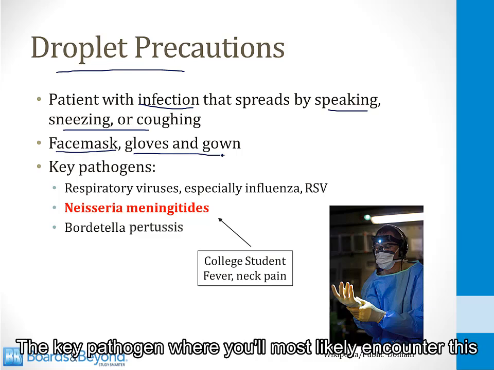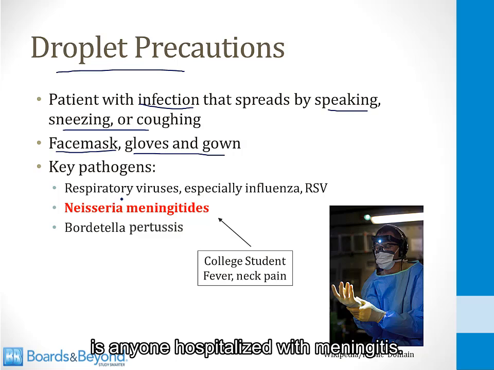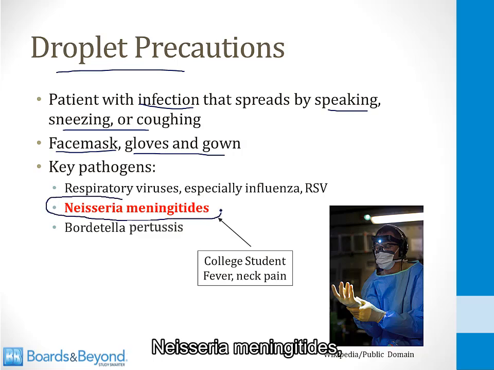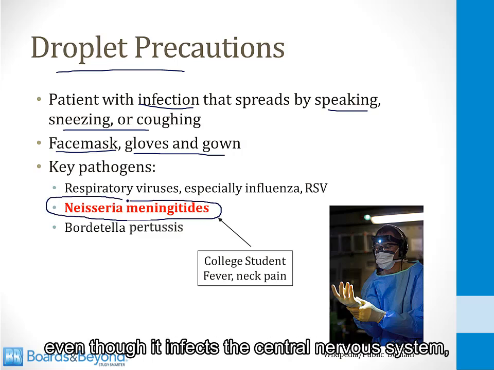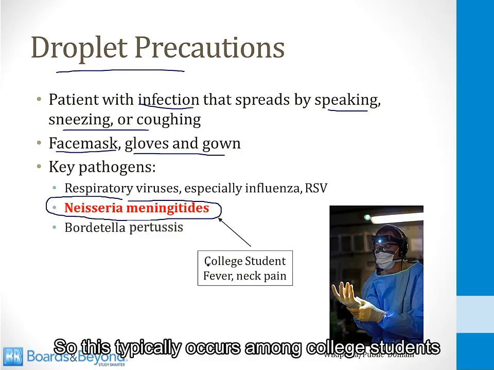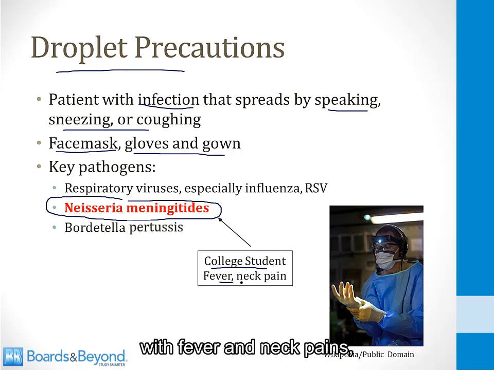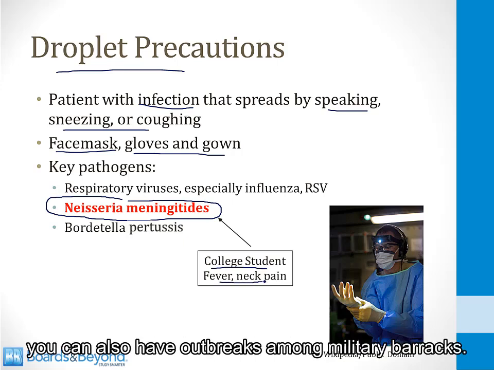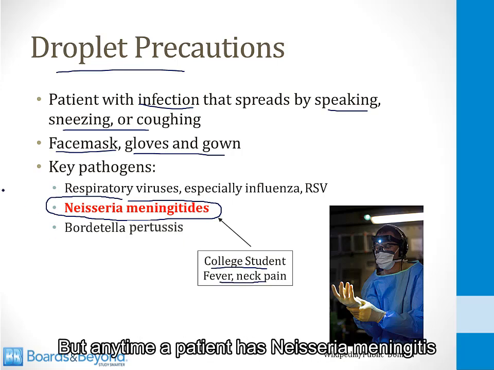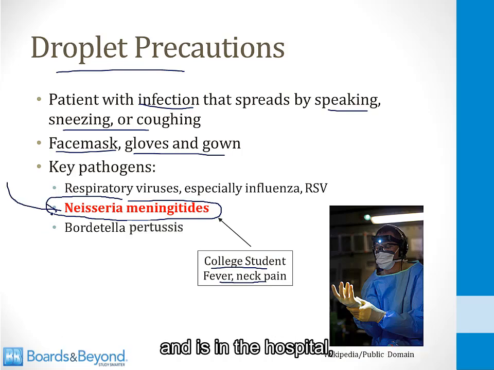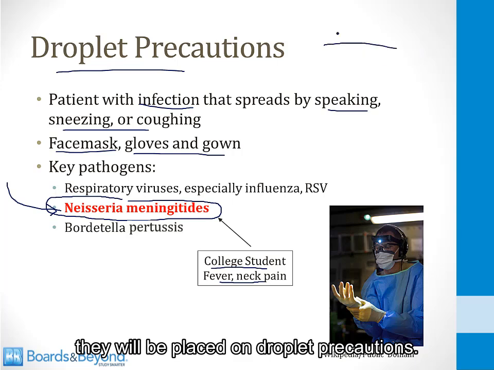The key pathogen where you'll most likely encounter this is anyone hospitalized with meningitis. Neisseria meningitidis, even though it infects the central nervous system, is spread by respiratory droplets. So this typically occurs among college students with fever and neck pain. You can also have outbreaks among military barracks. But anytime a patient has Neisseria meningitidis and is in the hospital, they will be placed on droplet precautions.